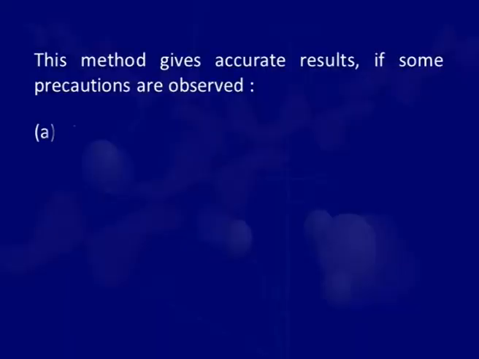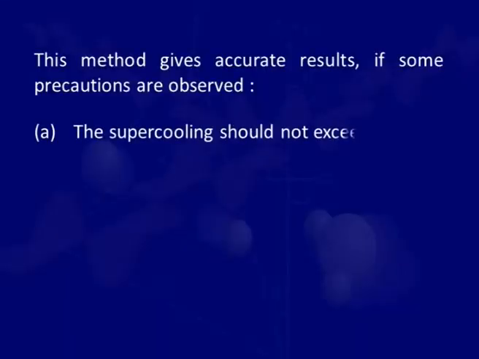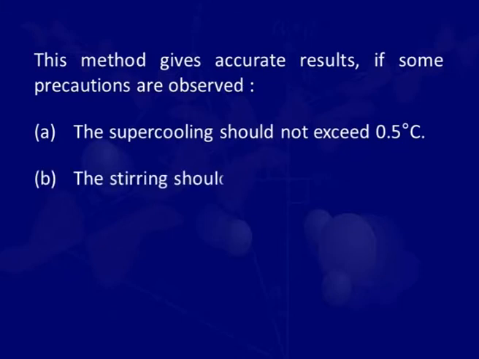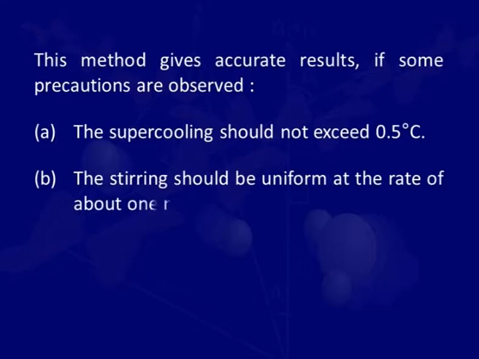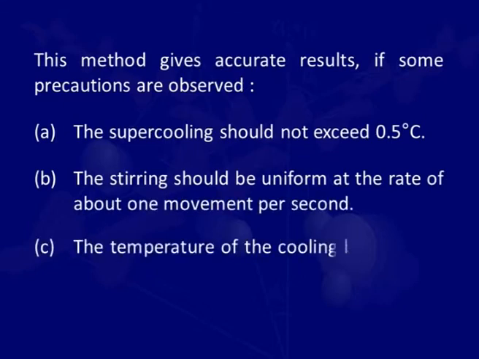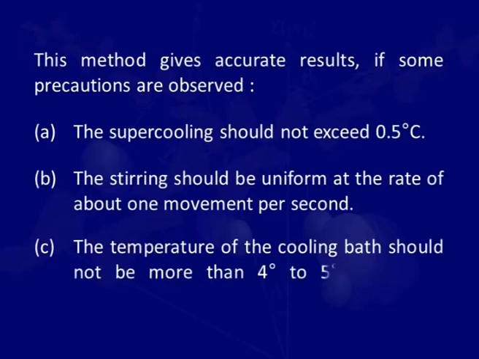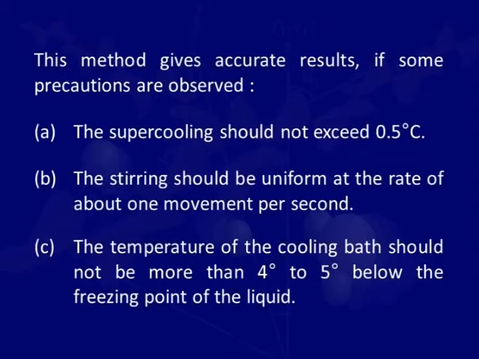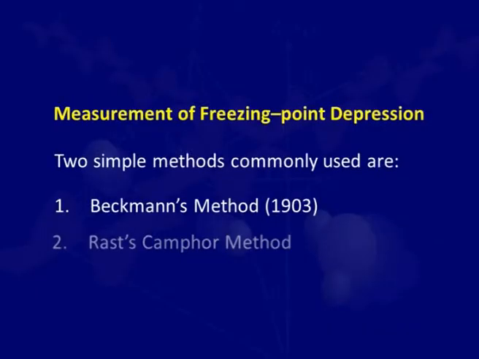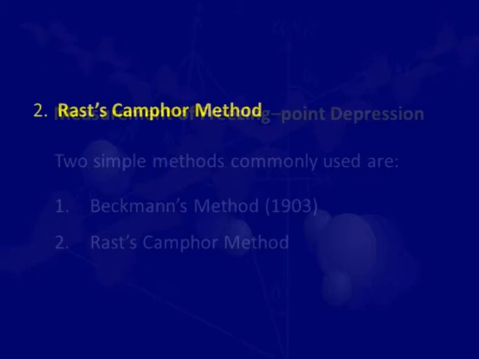This method gives accurate results if some precautions are taken. The supercooling should not exceed 0.5 degrees Celsius. The stirring should be uniform at the rate of about 1 movement per second. The temperature of the cooling bath should not be more than 4 to 5 degrees below the freezing point of the liquid. Now we are going to discuss the Rast's camphor method.